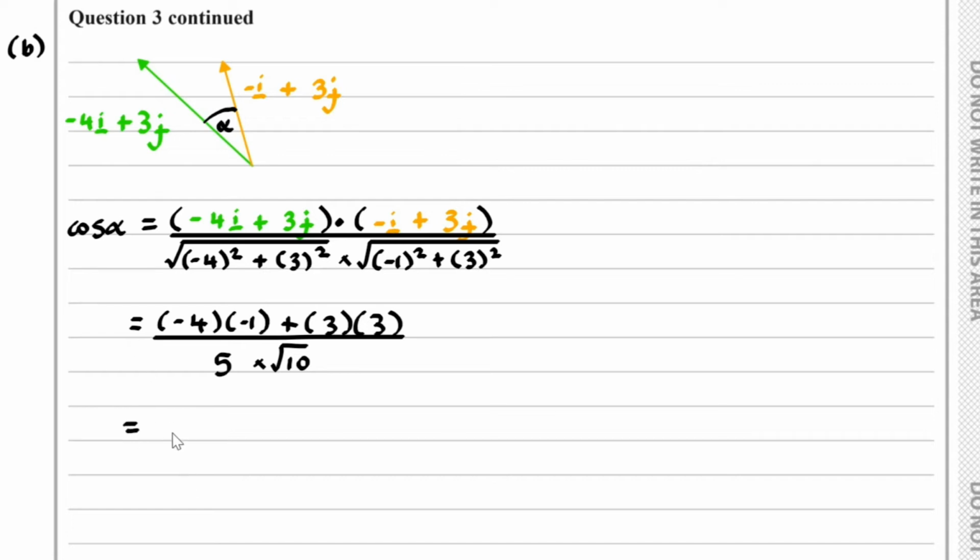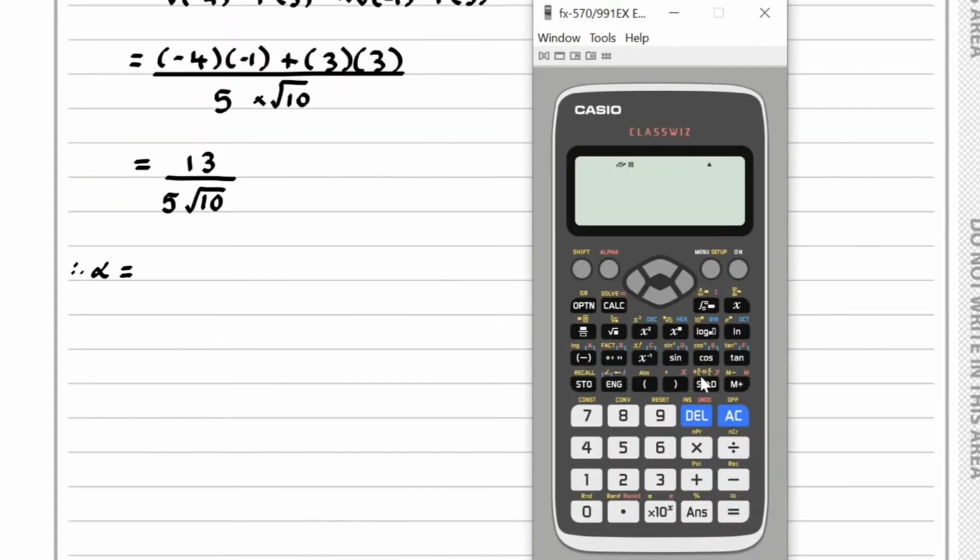So cos alpha is equal to 13 over 5 root 10. So now we can find out what alpha is. The inverse cosine of 13 over 5 root 10 is 34.7. So we've got 34.7 degrees given to three significant figures.